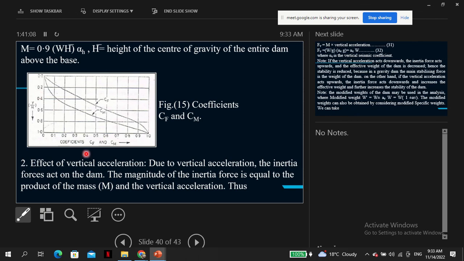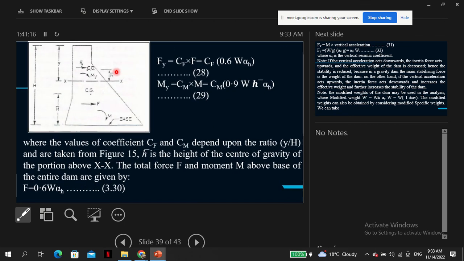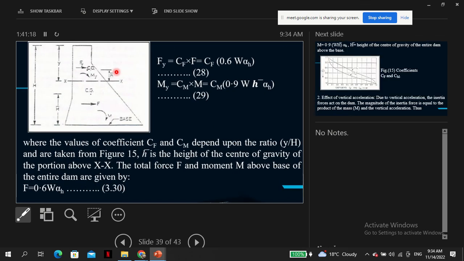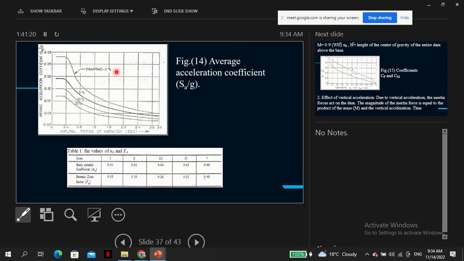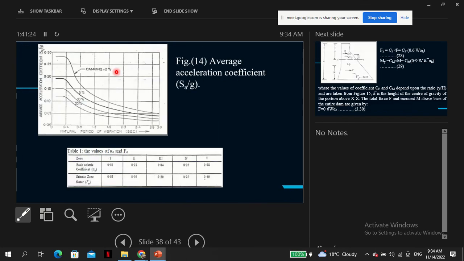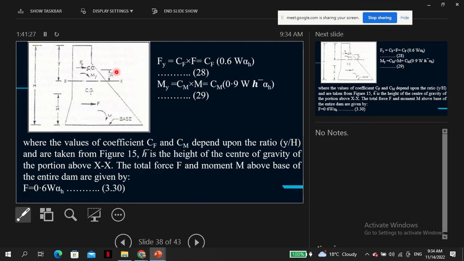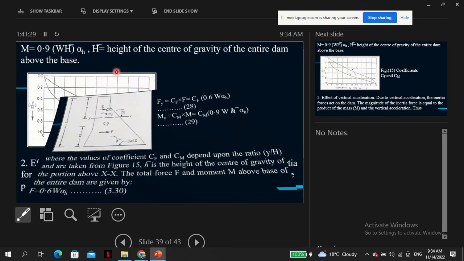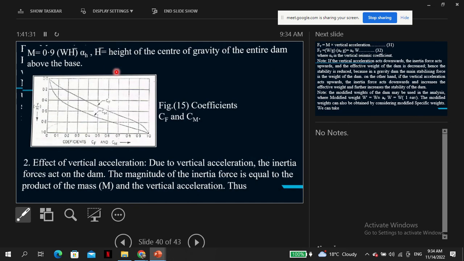So with y and h, you can calculate values of cf and cm. Based on this chart, you can use integration. You can use the response spectrum chart to calculate the forces and the moments.